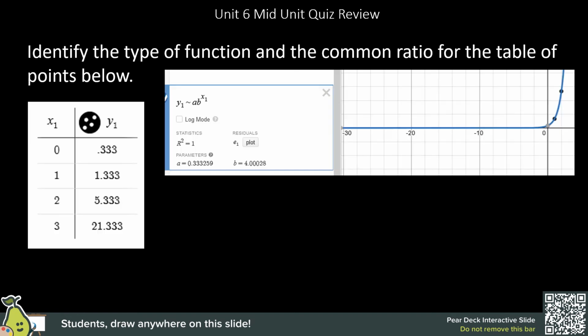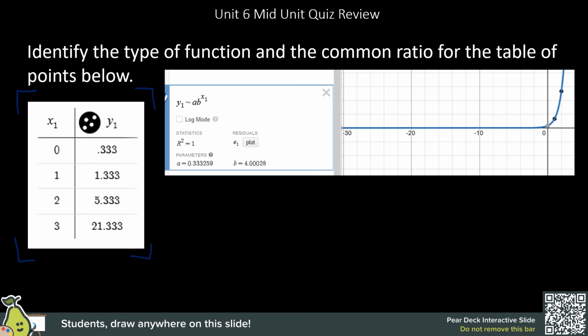Okay, let's go ahead and move on to our next question set, and actually our last question set. So this one is saying identify the type of function and common ratio for the table of points below. So you're going to be given a table. Okay, here's our table. And they want to know, what is the common ratio? Where do we get that common ratio?